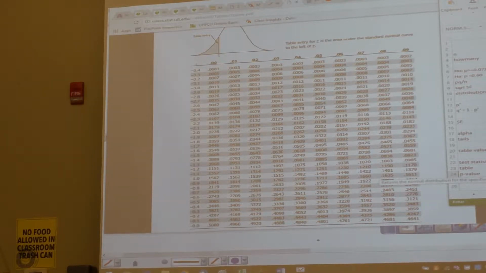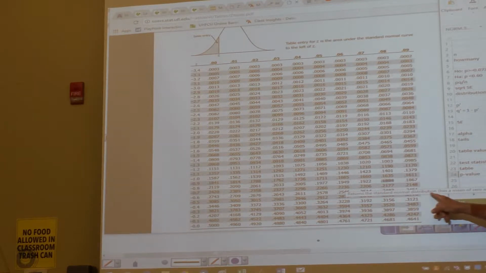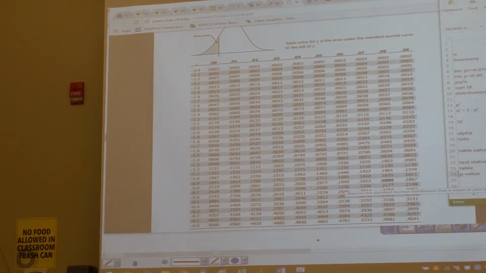So normally when I'm doing this, it's going to be one of these two, NORM.S.DIST or NORM.S.INV. Now, if I click on here, what does it say? It says returns the distribution. So this returns the Z value. If I click on this box, okay, it says returns the inverse.